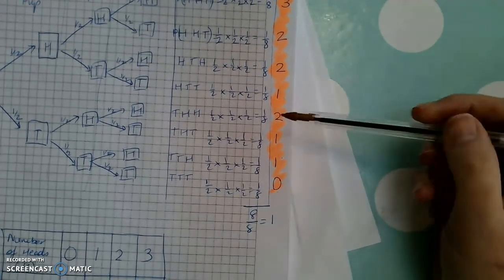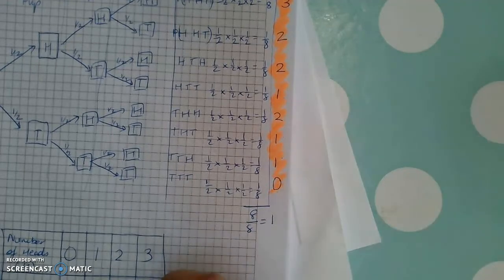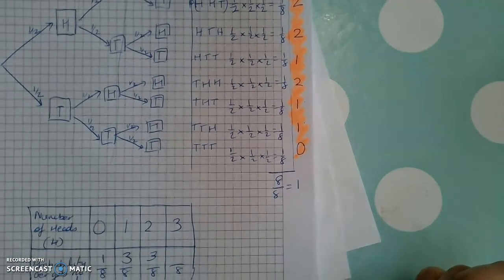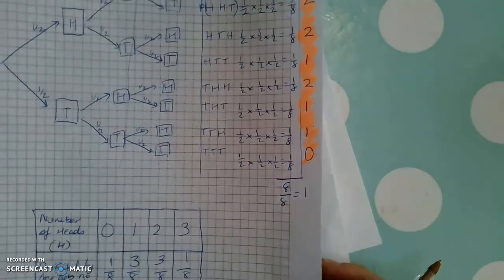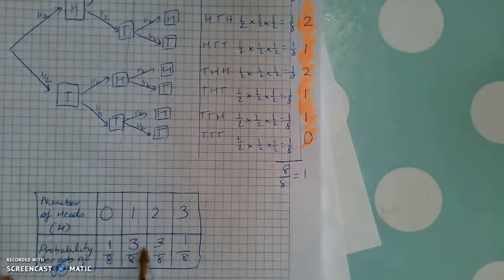How many outcomes have 2 heads? 1, 2, 3, that's 3/8. And how many outcomes have 3 heads? That's just one of them, so that's 1/8. If you add up all of these, 3 plus 3 is 6, 7, 8. So you'll get 8 out of 8.